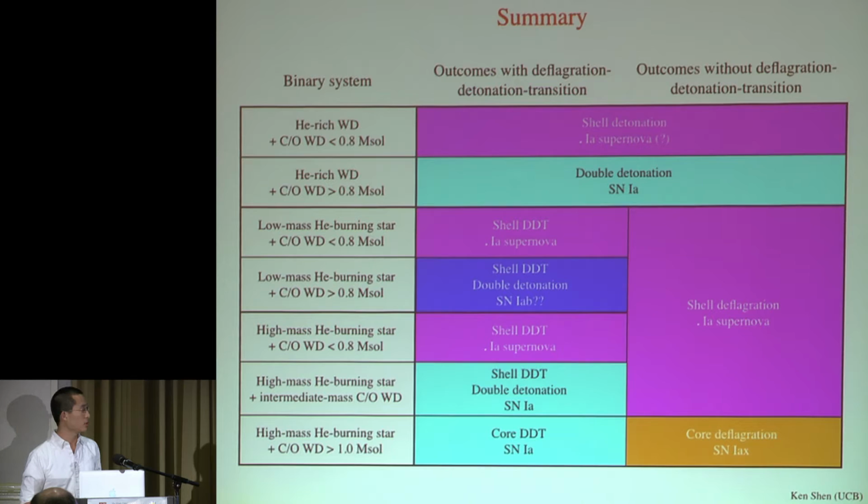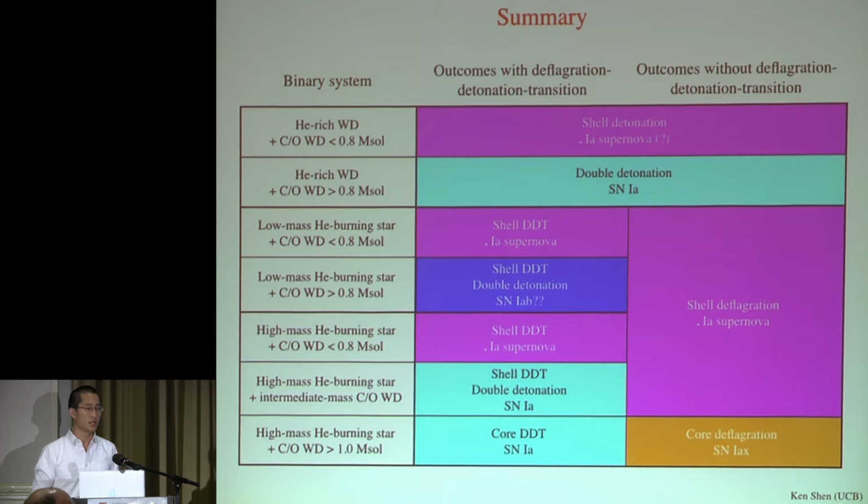If it does transition, this is the standard DDT delayed detonation type 1A scenario from the late 90s, 2000s, and you get a regular type 1A supernova. Personally, these days, because of these two empirical things, I think that DDTs are not as favored as they definitely used to be. So if you get a DDT in this scenario, you're going to have this funny looking type 1A, which we've never seen. So either they're extremely rare or they don't happen, because the DDT didn't occur.